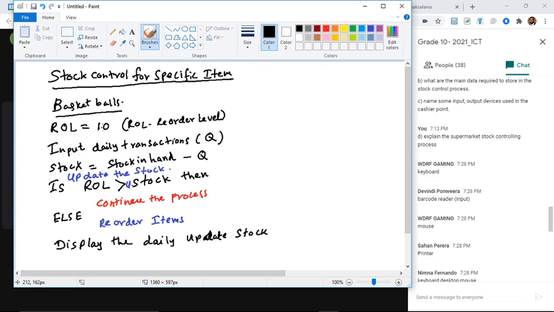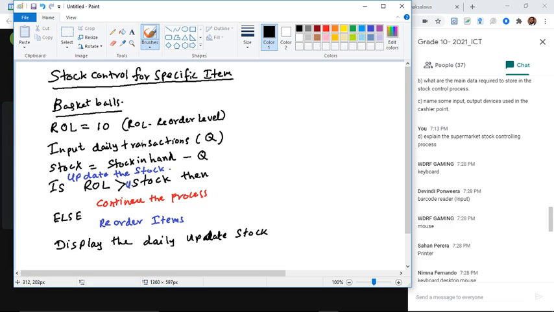right, reorder level. What happens when it drops to 10 or below? They have to order more basketballs. So I have used something called ROL, the reorder level. Just think of it as the number of items that must be there on the supermarket shelf. That is the number I have given here. Okay, so here.